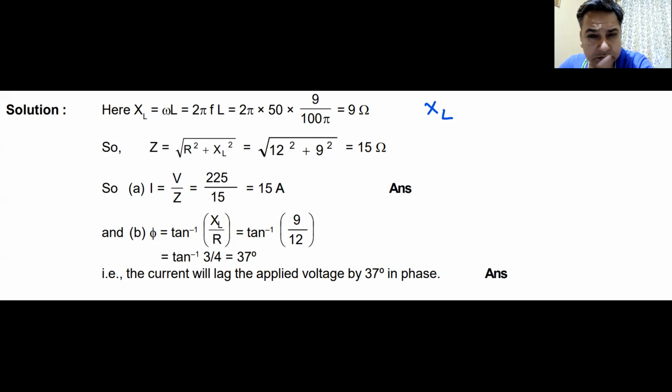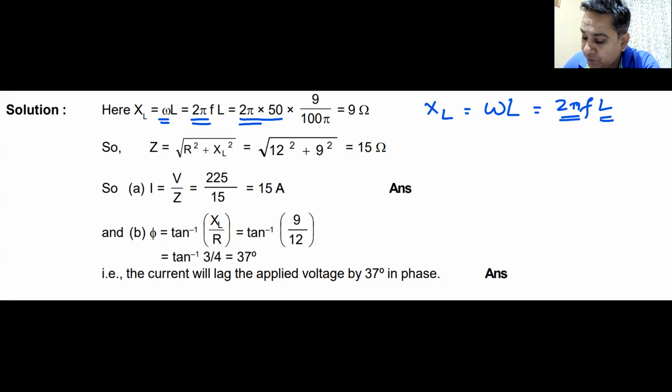XL, inductive reactance, is omega L, omega multiplied by L. How do you get the value of omega? Omega is 2 pi F, where F is the frequency. So 2 pi into 50 multiplied by L, everything gets cancelled. We have 9 ohms as the inductive reactance. I hope you have understood this.